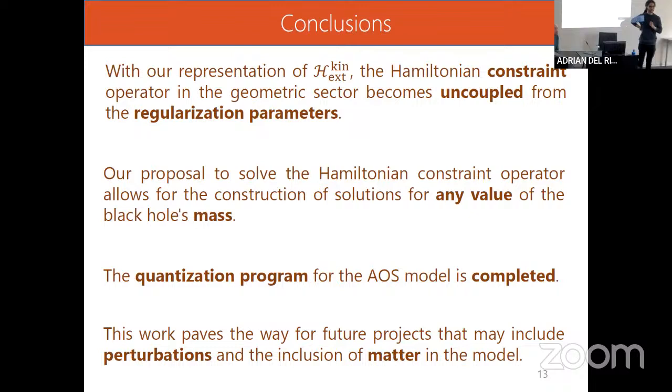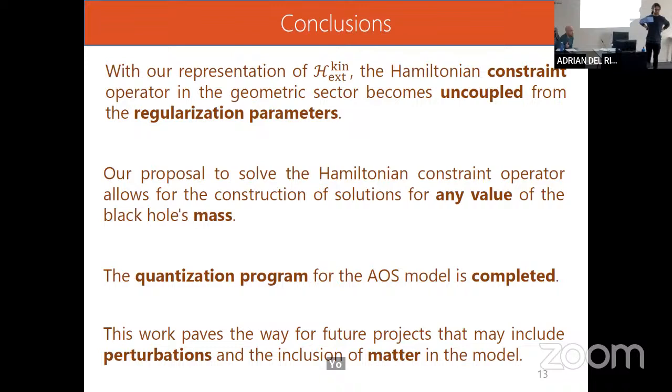Thank you very much. Could you elaborate on this notion of any value of the black hole mass in your second paragraph there? Does it make sense to ask, is the mass spectrum discrete or continuous?